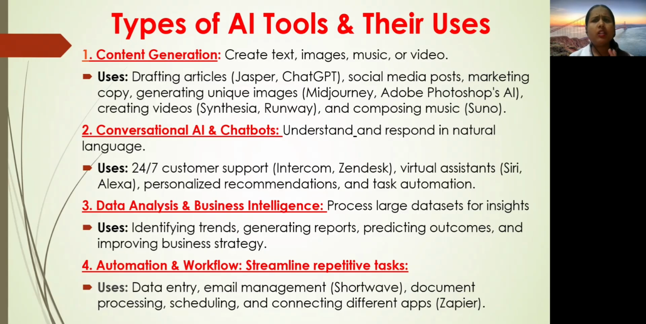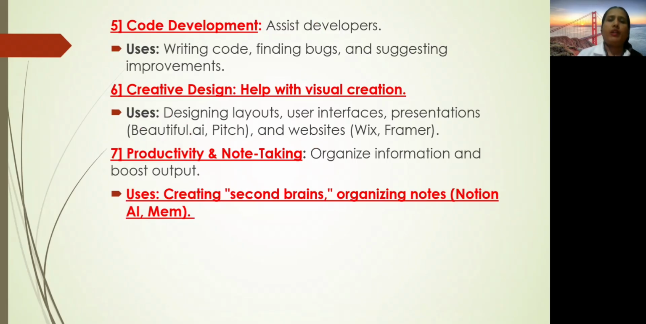It is used for personalization, recommendations, data analysis, and business intelligence. We can use different kinds of trending apps which help us get business intelligence. Then automation and workflow, to streamline repetitive tasks such as data entry, email management, and document summarizing. Nowadays the apps used are nothing but AI tools for getting automation and workflow. Then code development: writing code, finding bugs, suggesting improvements. This is also possible with the help of AI nowadays.